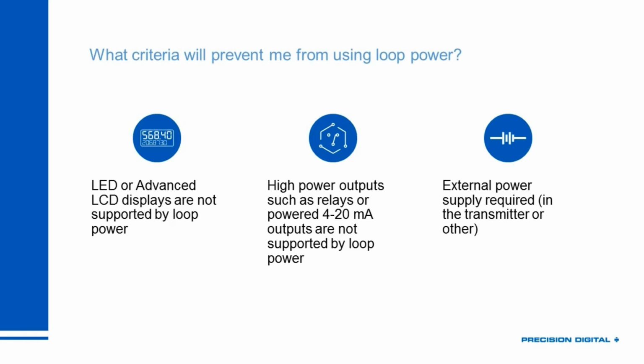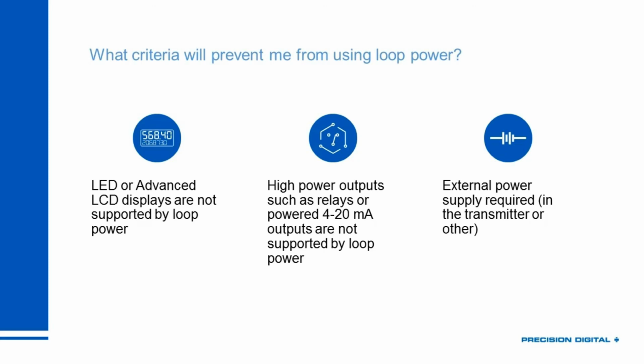If an external power supply is required in the transmitter or some other piece of equipment that is right nearby where your display or transmitter is going to be, then you don't have to use LoopPower. If power is readily available for you, unless you're looking to save cost, there's really few advantages to going with LoopPower.